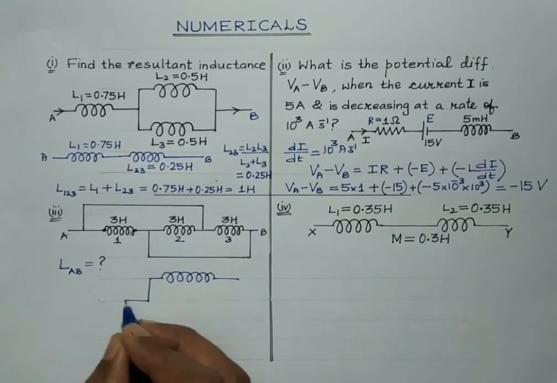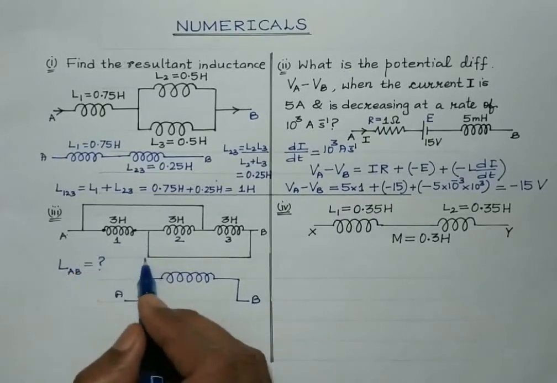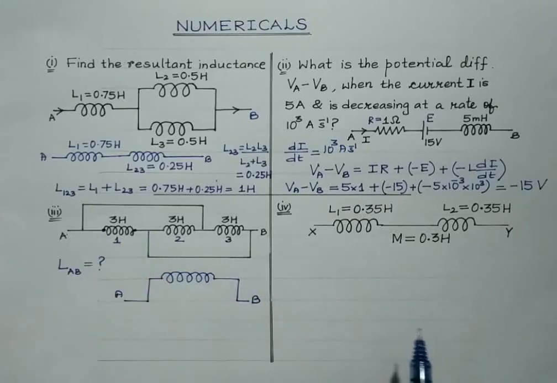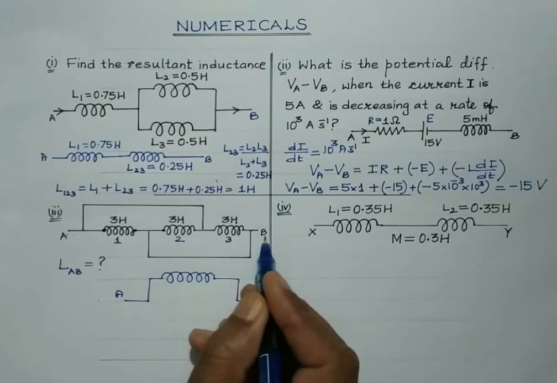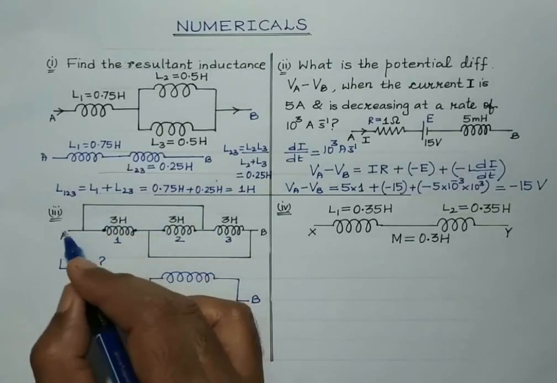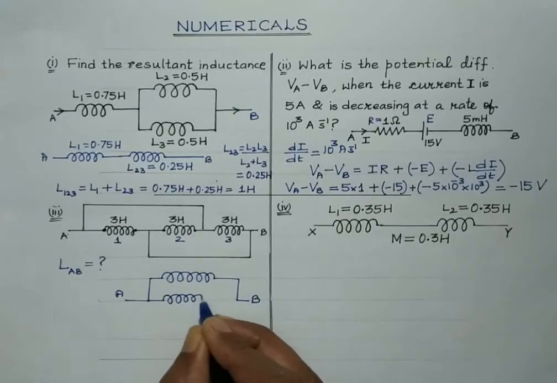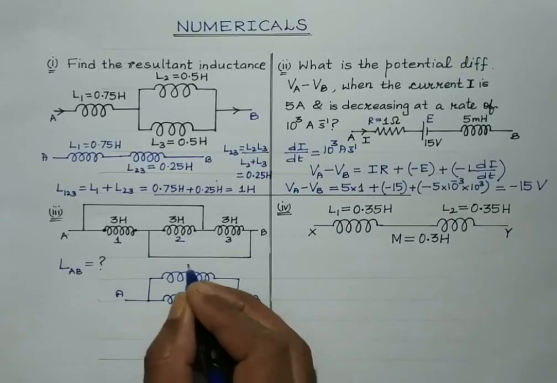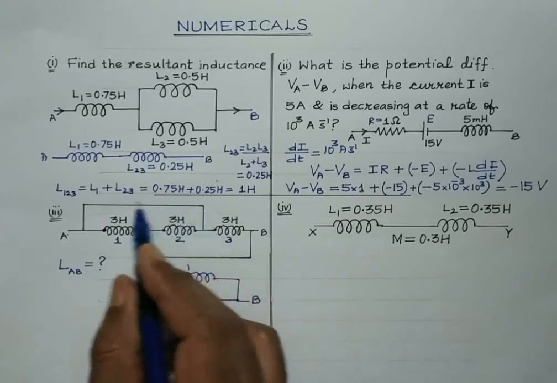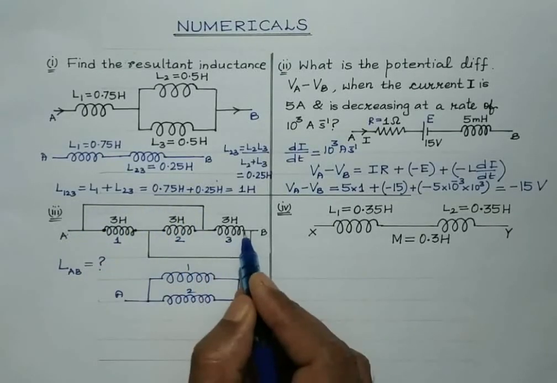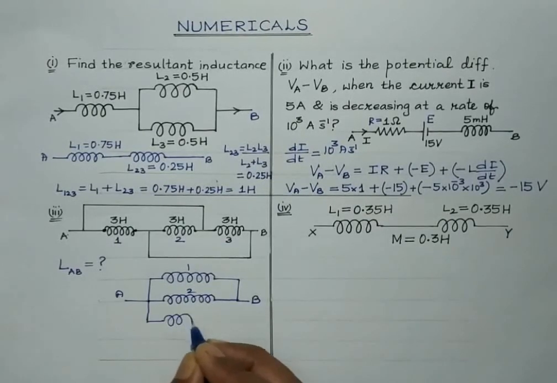Its one end is connected to point A, the other end is connected to point B. Now consider coil 2. Its one end is connected to point B, the other end of the coil is connected to point A. So, the coils are connected between the same 2 points A and B. This is coil 2. This is the first coil, this is the second coil. Now consider the third one. Again, its one end is connected to the end A, the other end is connected to end B. So, this is the third coil.